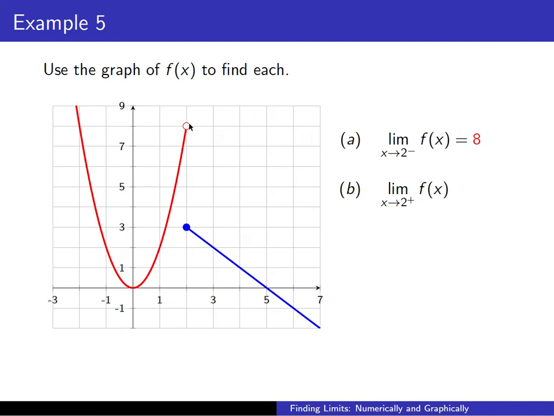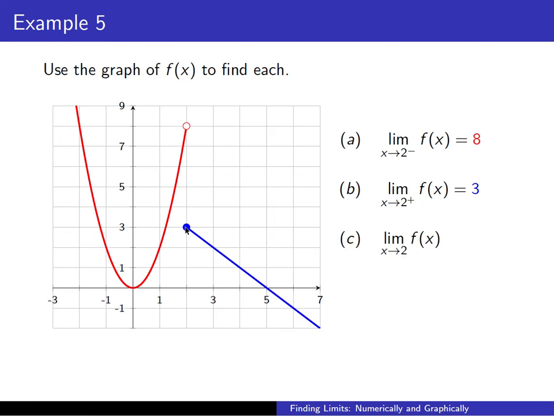Part B, let's look at the limit as x approaches 2 from the right. Again, approaching 2 from the right, this time we're going up this line and we're getting closer and closer. As we get closer to x is 2, our y values are getting closer and closer to this y value of 3.